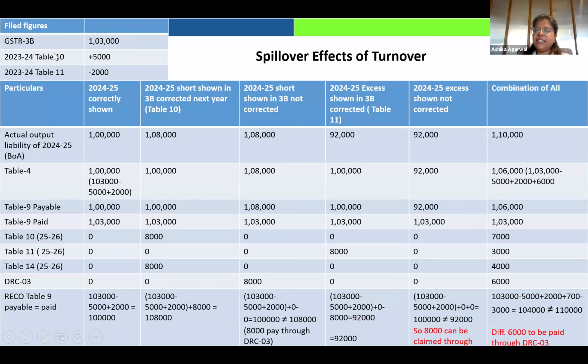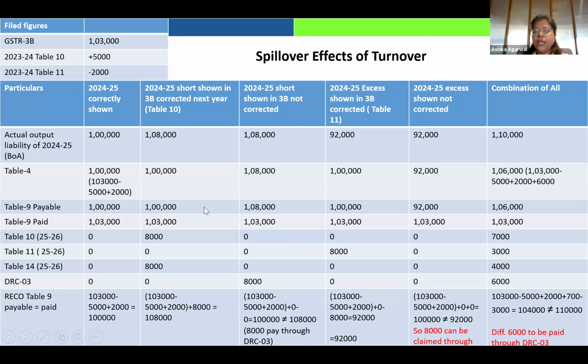Again, we are taking last year's impact. You have to keep in mind that in all these examples, we are assuming 3,000 belongs to last year's payment in the current year, because we are dealing with spillover. That's why we have kept it. So out of 1,03,000, 3,000 belongs to last year. So what belongs to the current year?